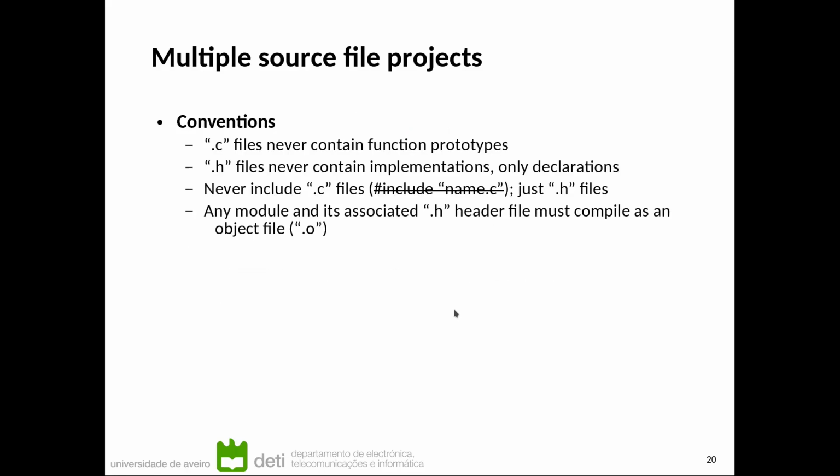So the conventions are: .c never contains function prototypes, .h never contains implementation, only declaration. So .c is for implementation, .h is for declarations, and a rule of thumb, never include .c files.